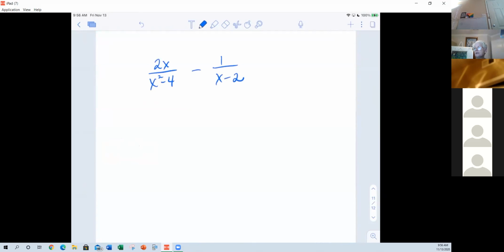What would be the first thing you would do on a problem like this? The least common denominator. Okay, we want the least common denominator, right? That would be x minus 2. Okay, so look at this. If an original denominator can factor, that's the first thing you want to do, is factor.